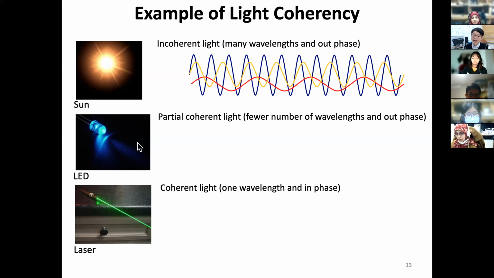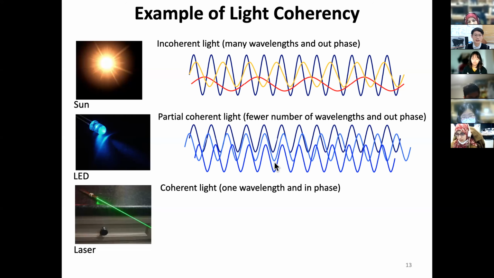However, let's think about LED. You guys know that LED has not a sharp peak, but rather a range of wavelengths. So we call that partially coherent light. You can depict it like this. They look almost similar, but over time it starts to go out of phase. So it's coherent to a certain extent. What it means is that a small number of wavelengths are coherent, but overall you will lose your phase relationship.